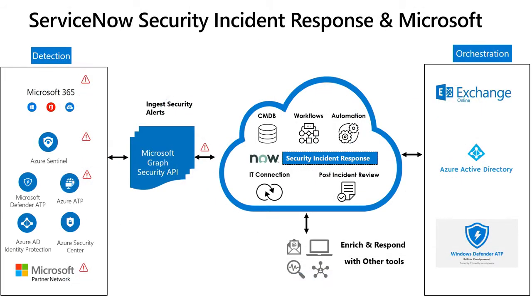And today at Ignite, we've announced a brand new integration using Graph Security API to ingest security alerts from multiple Microsoft security providers, including Azure Sentinel. So we can ingest security alerts from the Microsoft 365 services, from Defender ATP, from Azure ATP, Azure AD Identity Protection, Azure Security Center, and multiple other Microsoft partner networks as well that can feed in data and from which we can fetch alerts through Microsoft Graph Security API.